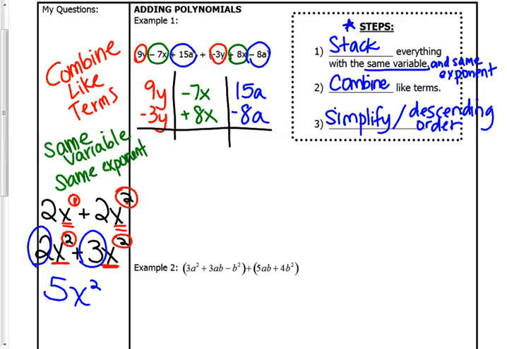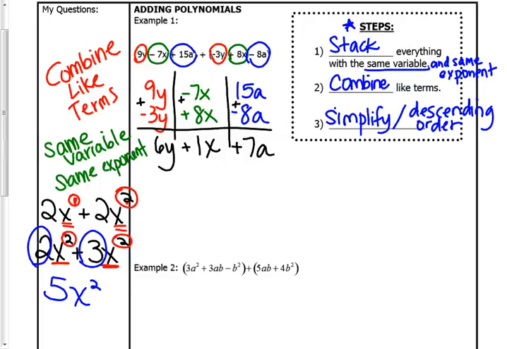So 9y plus, because when we combine, we're adding. 9y plus negative 3y, 9 plus negative 3 is 6. So this becomes 6y for that section. Negative 7x plus a positive 8x will give me a positive 1x. And then we have 15a plus negative 8a would give me a positive 7a.